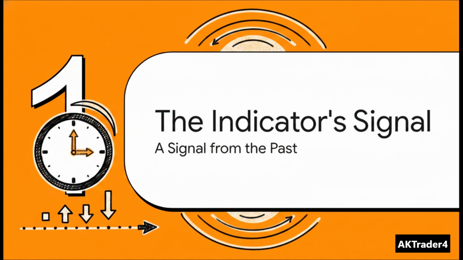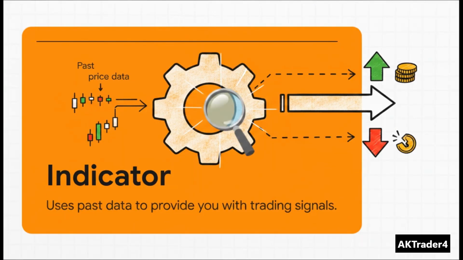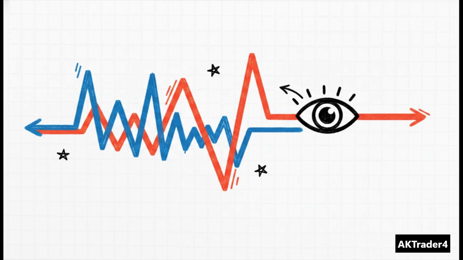Okay, so let's start with indicators. For a lot of traders, this is ground zero. It's the first tool you ever pick up. And really, the best way to think about them is as a signal that's coming from the past. So what is an indicator, really? Well, at its core, it's basically a calculator. It takes all the price data that's already happened, crunches the numbers with some math formula, and then spits out what looks like a super simple signal, right? Buy here, sell there. And that right there, that's the key.